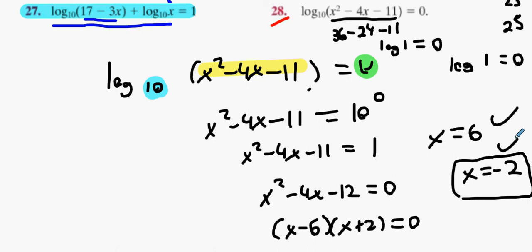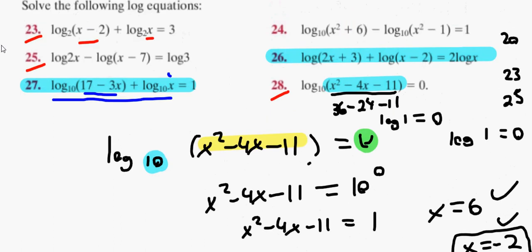You do have to check though. You have to go in, plug it back into the original equation and see if it works. In this case, minus 2 worked because it didn't affect the overall value as much as you think. So when you plugged in minus 2 into this blue part here, it still came out as a plus 1, so it didn't affect it. Okay? So that's 28 done as well. So that's 20, 23, 25, 28.